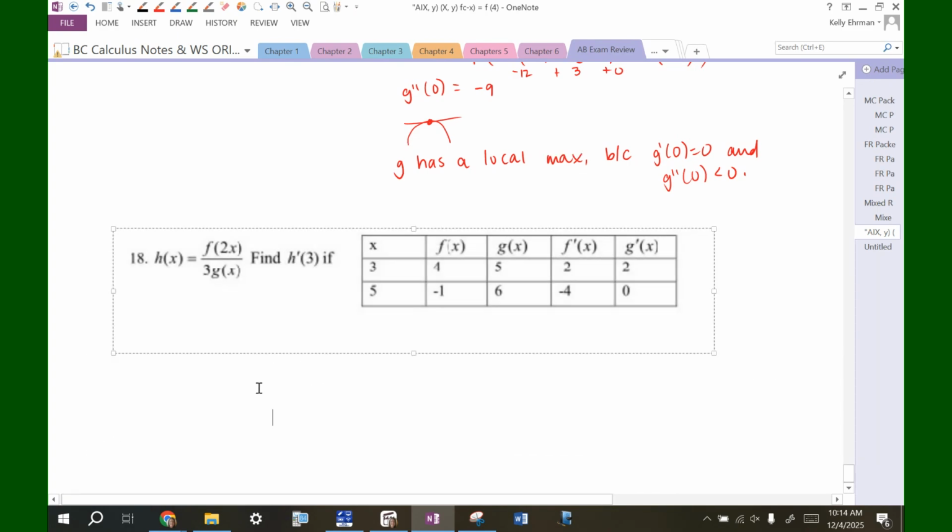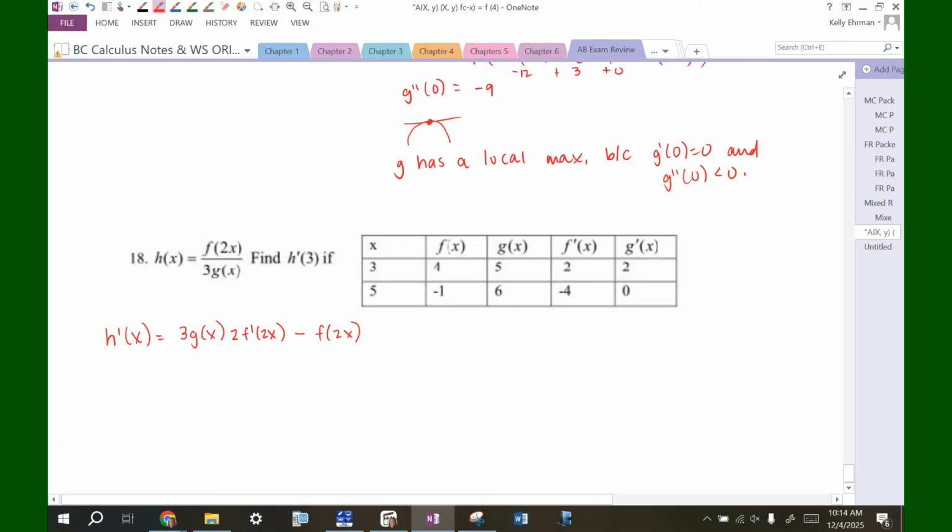h of x is this fun function. Find h prime of 3. Now, h prime of 3 needs quotient rule. That's what they're testing you on. h prime of x needs quotient rule, I mean. So it's low d high. The derivative of f of 2x is 2f prime of 2x. Minus high d low, 3 times g prime of x. All over low, the 3 is included in there too. 3 times g of x will get squared.